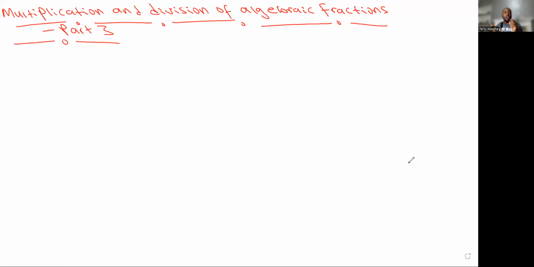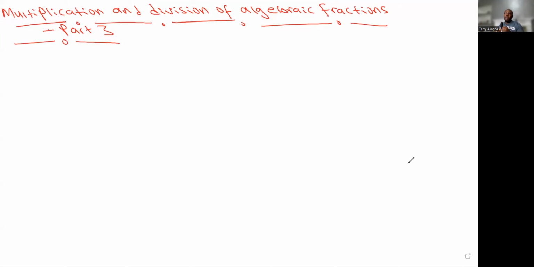All right, so what we're going to do now is quickly see how you multiply and divide algebraic fractions. This is a follow-up from the previous video, part 2, where we talked about the three common fractions. So please try as much as possible to review the previous video before moving forward.